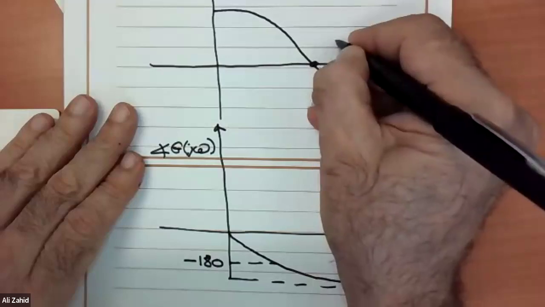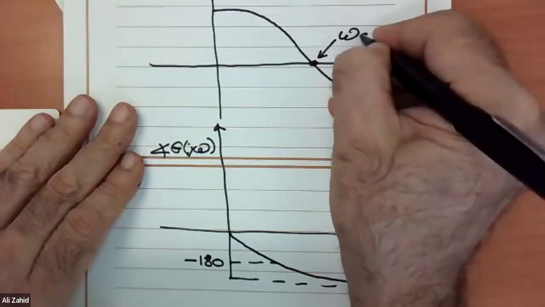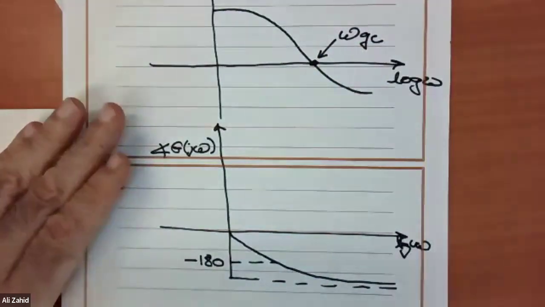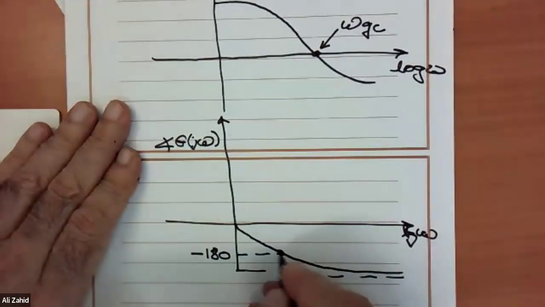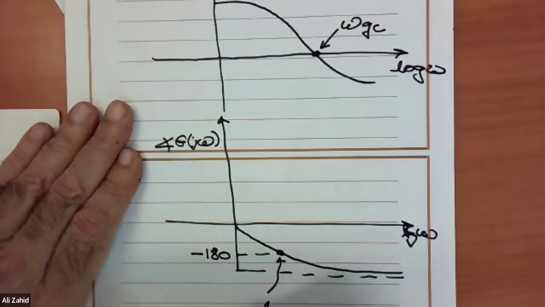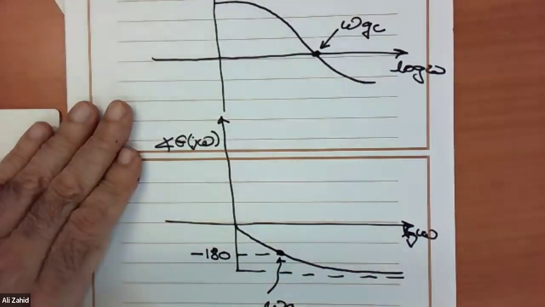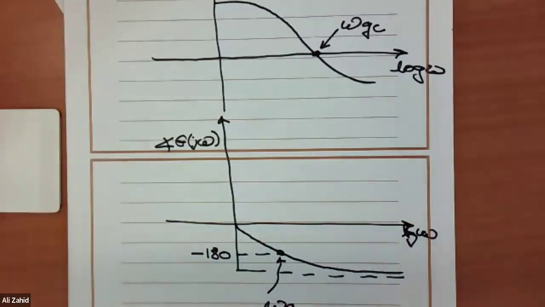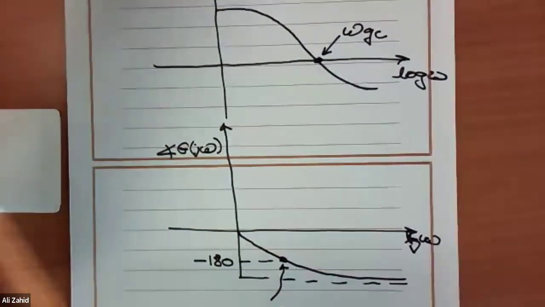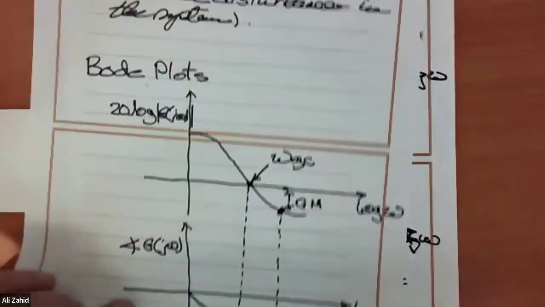Where is the gain crossover frequency? The point where it intersects 0 dB. Where is the phase crossover frequency? The point where it hits minus 180. Are you following me or not? Yes. Okay. Do we have a gain margin? How did I get the gain margin?